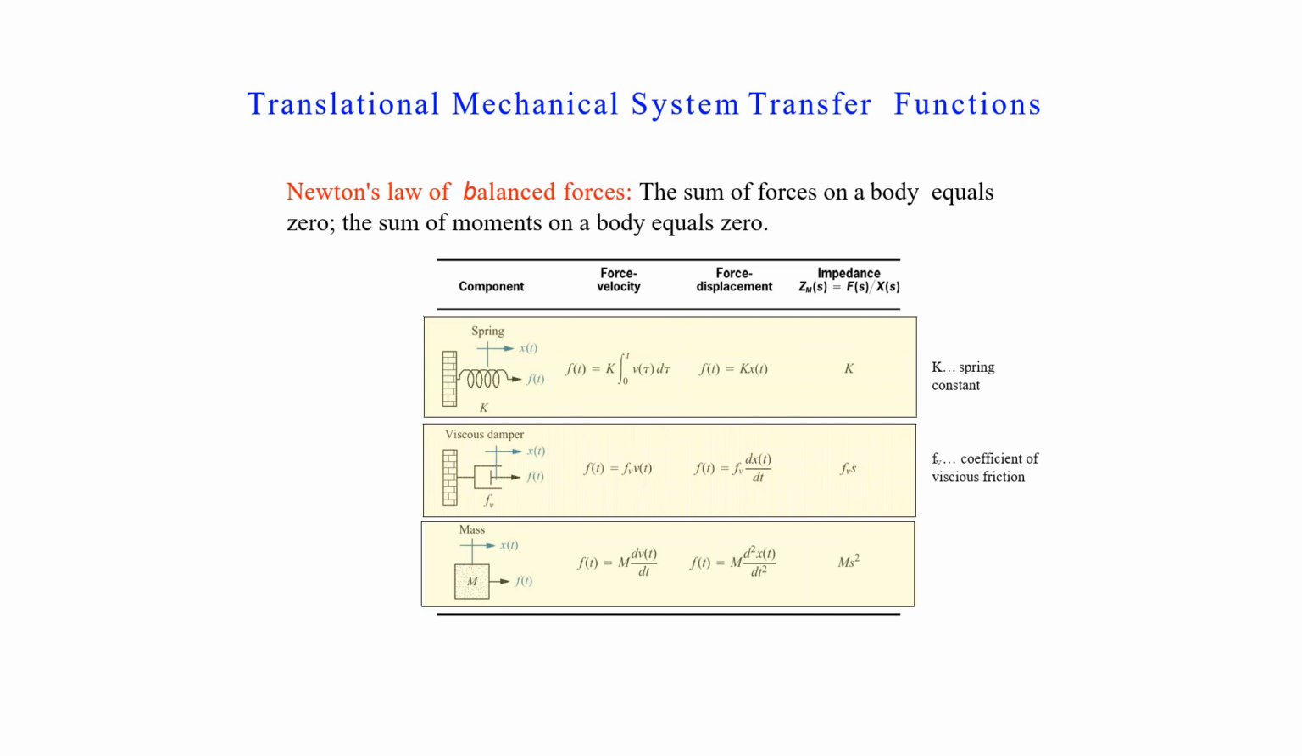Two of them are the energy storage elements, the spring and the mass, just like the inductor and capacitor in the electrical networks. And the viscous damper is the energy dissipative element, just like the resistor in the electrical networks. The force-velocity, the force-displacement, and the impedance relationships are shown here, where K is the spring constant and Fv is the coefficient of viscous friction.